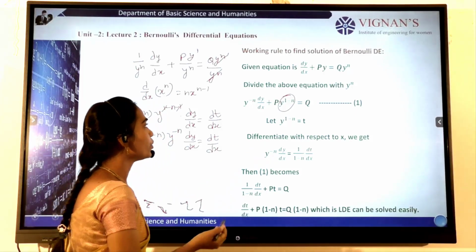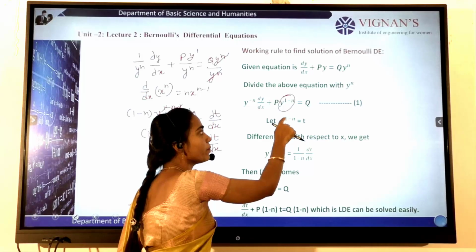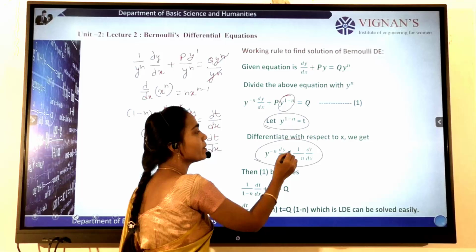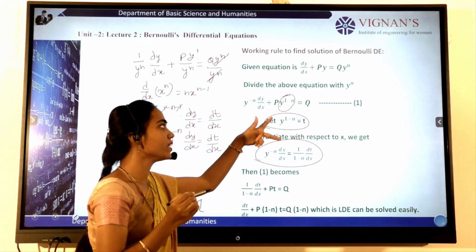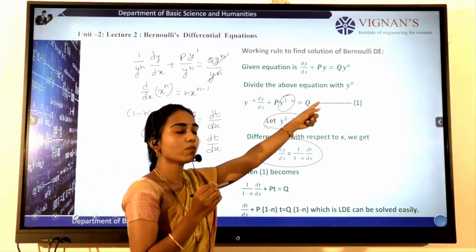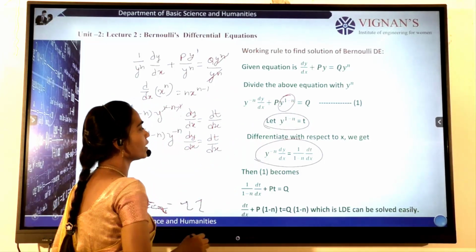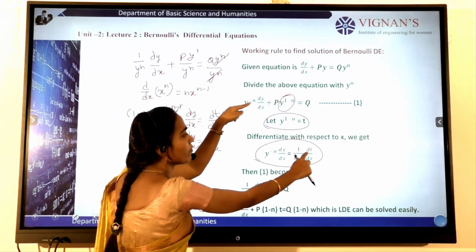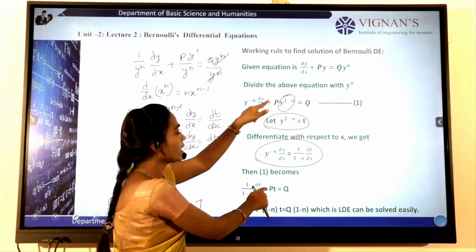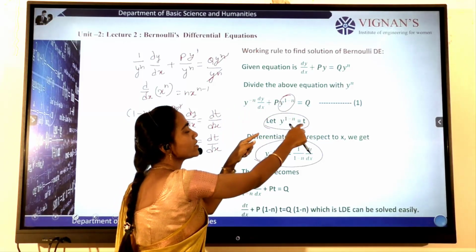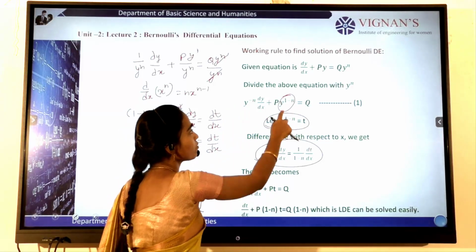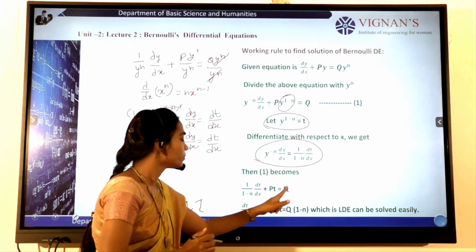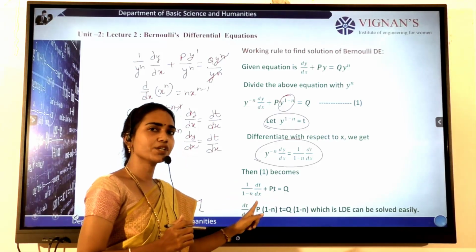So, what we need to do? We have to substitute this y power 1 minus n equal to t and y power minus n dy by dx equal to 1 by 1 minus n dt by dx, these two in equation number 1. If we substitute in equation number 1, it becomes y power minus n dy by dx, which is nothing but 1 by 1 minus n dt by dx, plus p into, in the place of y power 1 minus n, write t, is equal to q. So now we have to convert this equation into a linear.